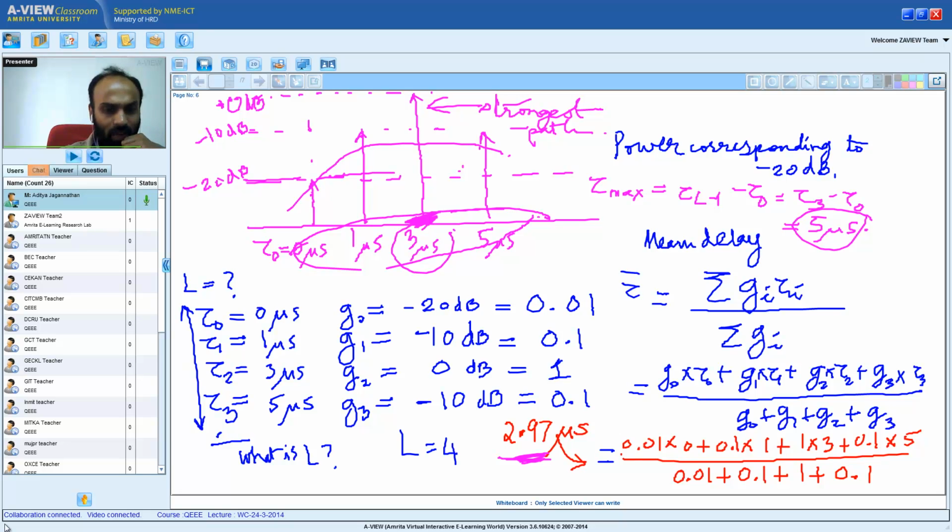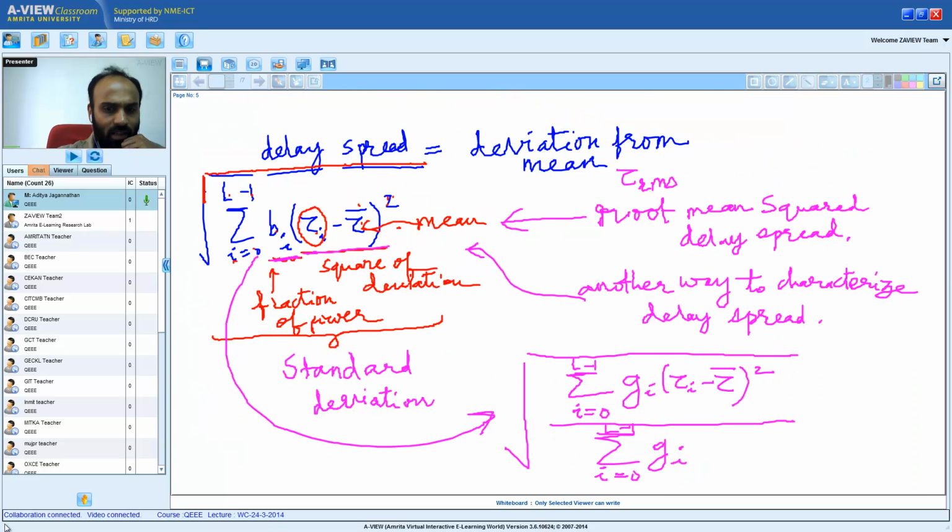RMS delay spread cannot be less than 0 because RMS delay spread is the sum of positive quantities. If you look at this, RMS delay spread is basically the sum of positive quantities, tau i minus tau bar squared times Bi, right? So RMS delay spread is always greater than 0. Can RMS delay spread be greater than the maximum delay spread? Can someone answer? Who can tell me the answer? Yes, that is the correct answer. RMS delay spread cannot be greater than the maximum delay spread.